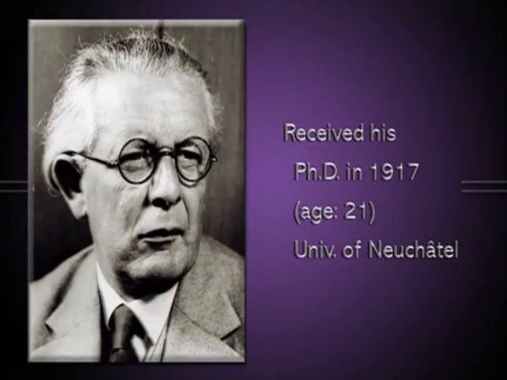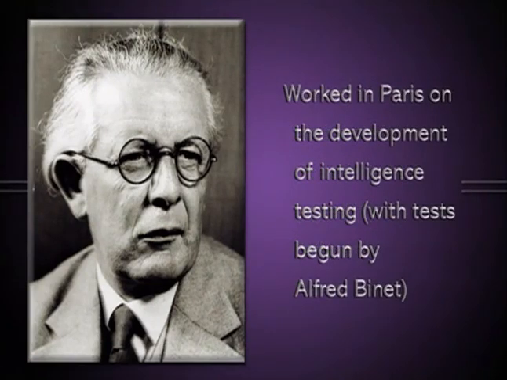He received his PhD in 1917 at the age of 21 from the University of Neuchâtel. And then he worked in Paris for a time on the development of intelligence tests. He worked with the group that was working on intelligence tests, the group that was started by Alfred Binet and his work. Now, although the purpose of this research was to develop norms and scoring for these test questions, Piaget got a little carried away.